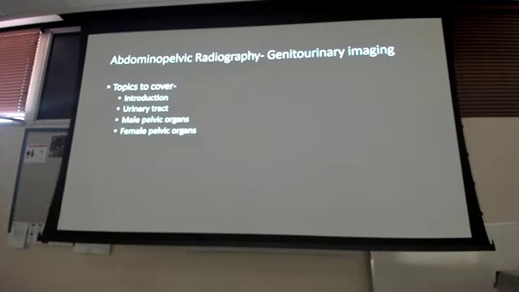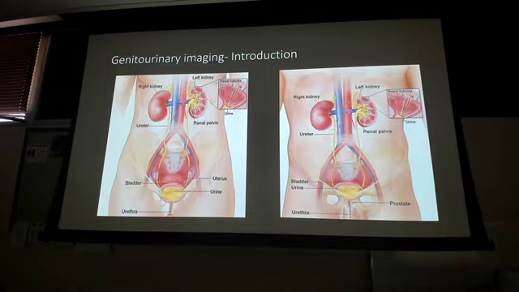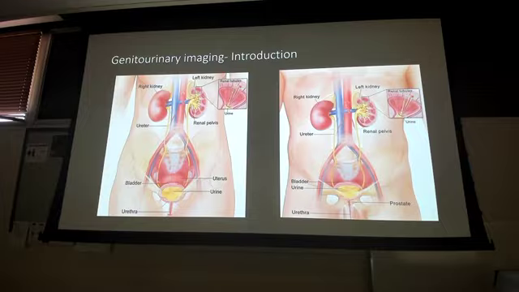GU stuff. We're running out of organs, folks. We're almost there. Urinary tract. There it is. Isn't that lovely? Remember that the urinary tract is more than just the bladder and the urethra. It is ureters and kidneys as well. Technically, kidneys are part of the genitourinary system. We may discuss them a little bit in GI, but they're really GU.